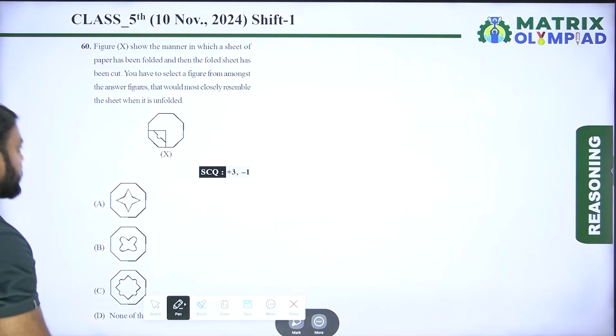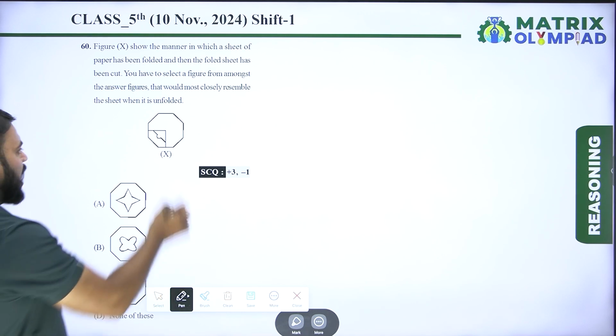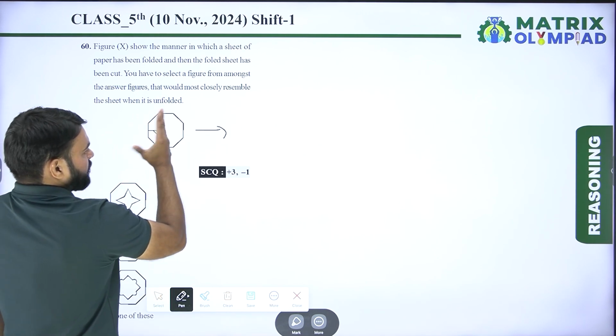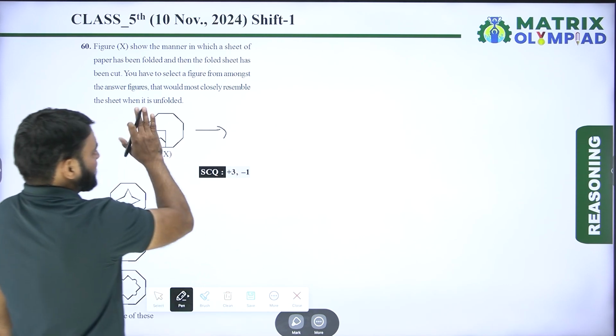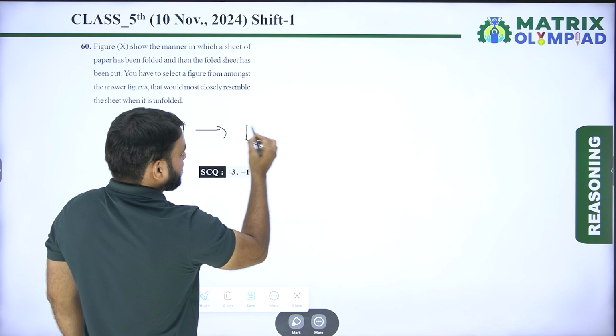So now next question is question number 60. Figure X shows the manner in which a sheet of paper has been folded and then the folded sheet has been cut. You have to select a figure from amongst the answer figure that would most closely resemble the sheet when it is unfolded. So now unfold the sheet. This sheet will be unfolded in this direction. When this sheet will be unfolded in this direction, then we get a image like this.